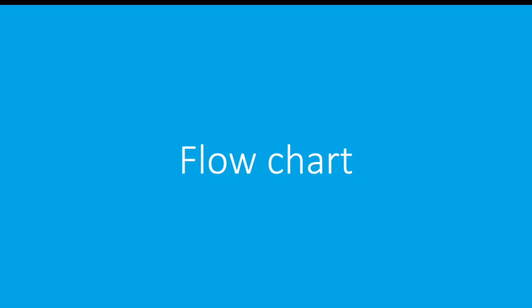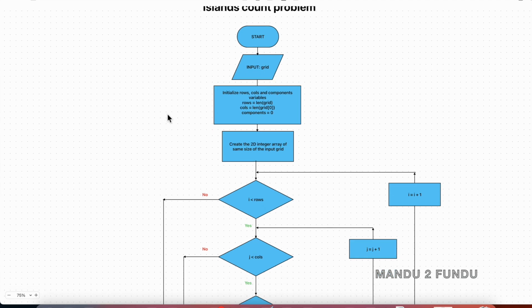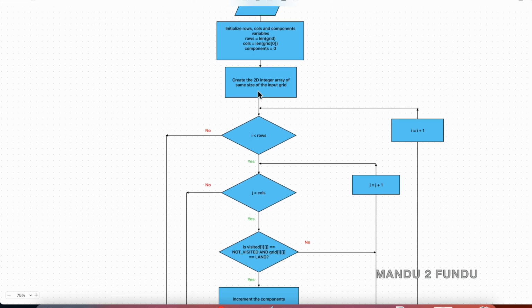Let's look at the flowchart. The input for this procedure is a grid which contains ones and zeros, 1 indicating land area and 0 indicating water area. First we initialize the rows, columns and components variables. Rows is the number of rows in this grid, columns is the number of columns, and components will, at the end of this procedure, give us the number of islands. Initially we set that to 0. Then we create a 2D integer array of the same size as the input grid, so that we can track whether each vertex is visited or not.